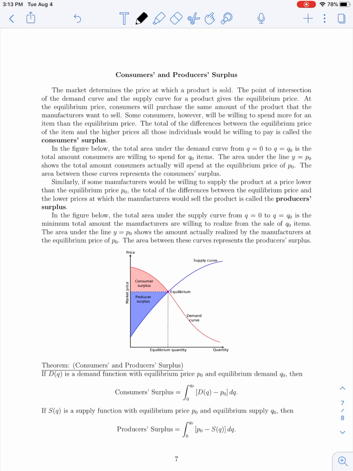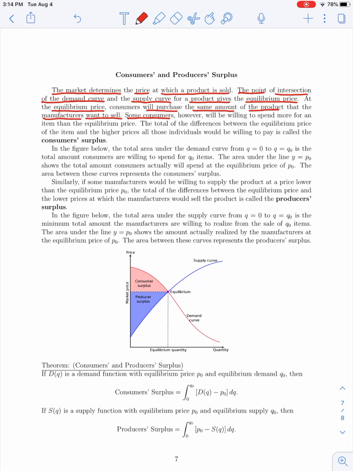So in the last part of this section, we'll talk about a concept known as consumer's or producer's surplus. As we've discussed in our previous section, the market will determine the price at which a product is sold. In particular, the point of intersection of the demand curve and the supply curve for a product gives what's called the equilibrium price. And at this equilibrium price, consumers will purchase the same amount of the product that the manufacturers are willing to sell.